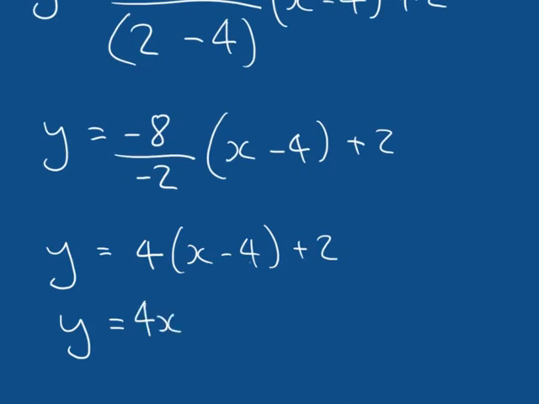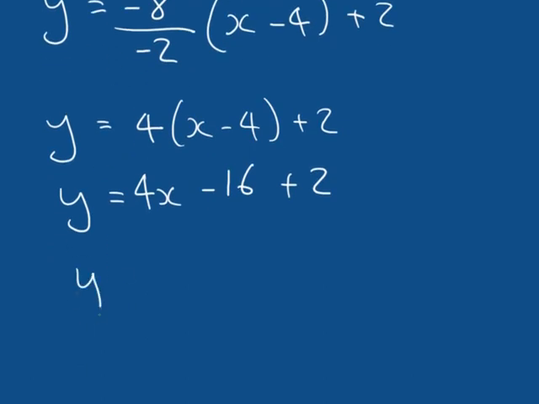4 times minus 4 is minus 16 plus 2, which gives us the final equation of y is equal to 4x minus 14. So hopefully you got the same answer as me. I'd like us to work through just one last question. It's going to be a little trickier just because I'm going to throw in negative numbers in the coordinates, a lot of negative numbers, but as long as you work through everything nice and slowly, you shouldn't have any issues.